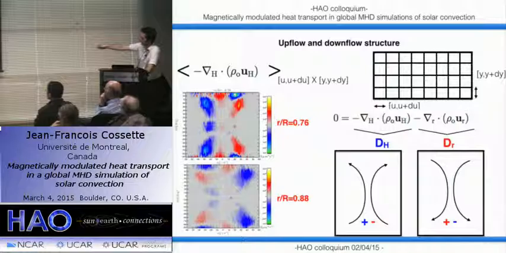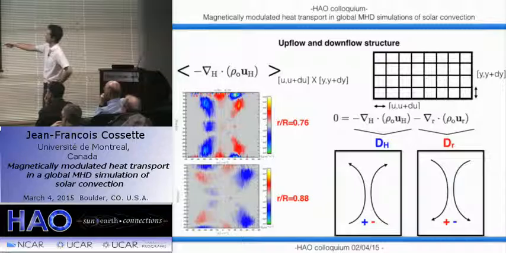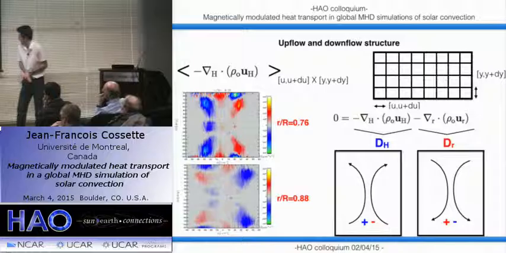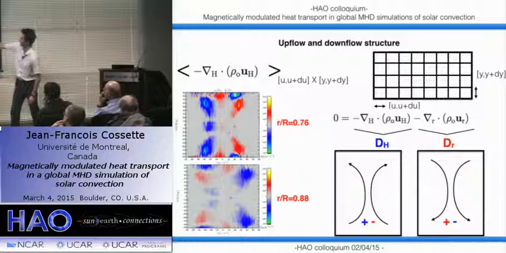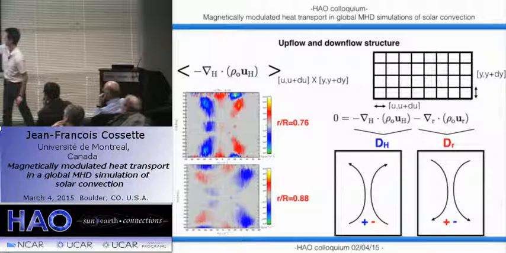essentially, down here at 0.76, you have a negative of the horizontal mass flux divergence at the bottom because you have a horizontal outflow, mass outflow, whereas in the upflows here, you have mass entering the upflow.